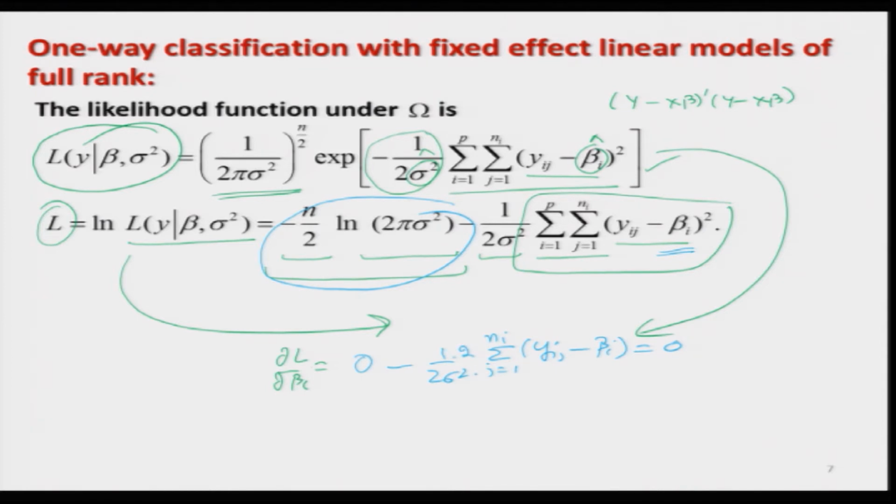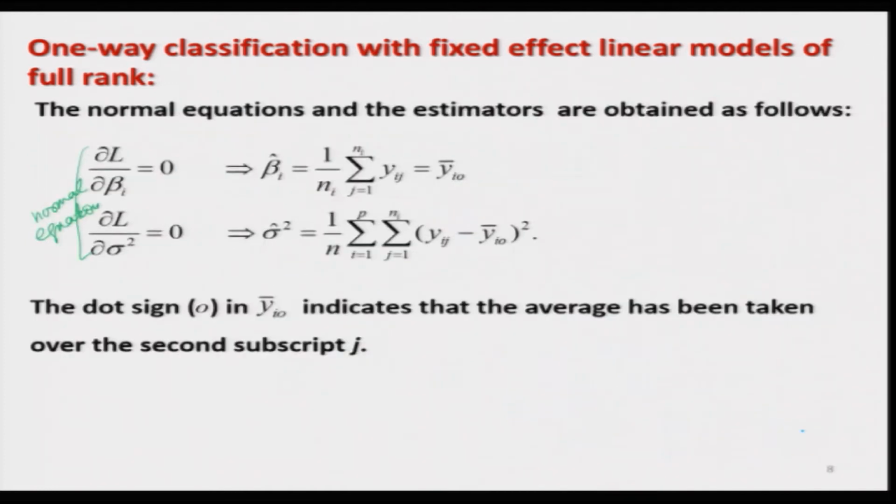So, basically you have to solve the quantity j goes from 1 to ni, y I j minus beta I equal to 0, right. So, you can see this will solve to j goes from 1 to ni, y I j minus beta I into ni equal to 0, and then beta I comes out to be 1 over ni summation j goes from 1 to ni, y I j, right. So, this is what I have written here.